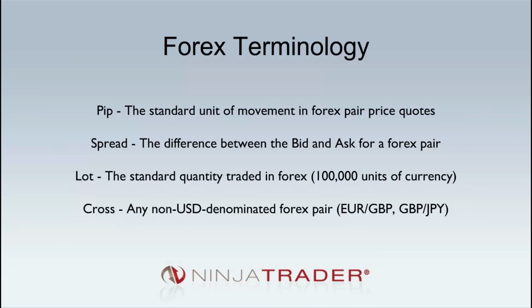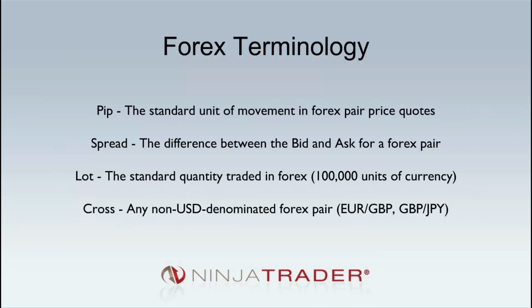The next basic term here is a lot. One lot is simply the standard quantity traded in Forex. So a standard lot comprises 100,000 units of currency. But if you don't want to trade that much, you can trade what's called a mini lot, which comprises 10,000 units of currency, or even a micro lot, which comprises 1,000 units of currency. So we were alluding to that a little earlier when we were talking about commissions and how the commissions are quoted in terms of micro lots.